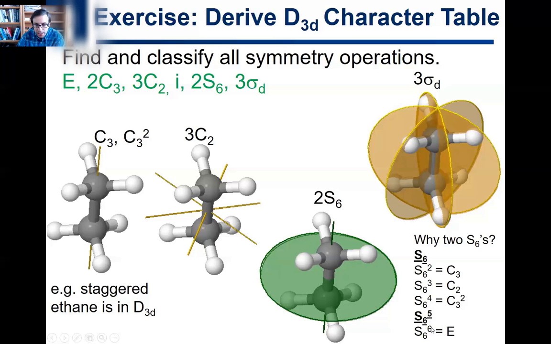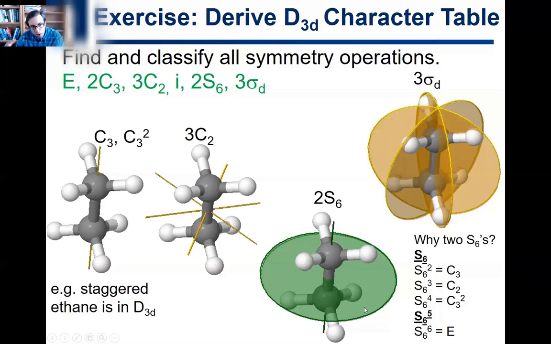Okay, that's unique. S6 6 times is going to be an E, basically because you're doing 6 C6s, so you went 360 degrees, and then you did 6 flips. It's an even number of sigma H's, so you went back to the same. That's the same as identity. So you have two S6s because you have an S6 and an S6 to the 5.